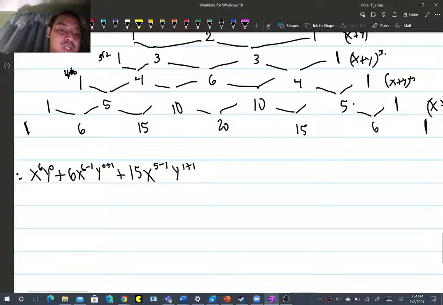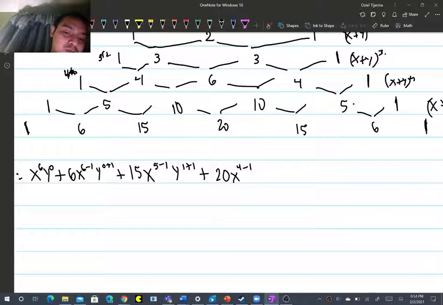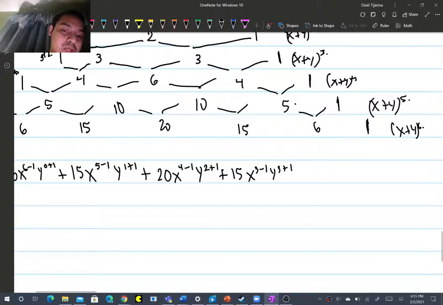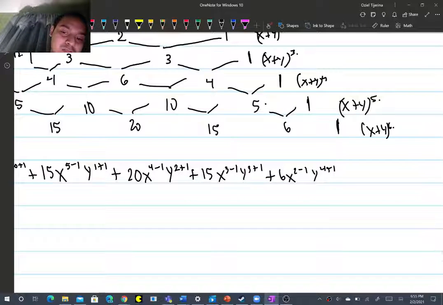So then we have plus, and we're going to put our 20, so 20 x to the 4 minus 1 power, and then y to the 2 plus 1 power, and then plus 15 x to the 3 minus 1 power, y to the 3 plus 1 power. Okay, and then we're going to do it for 6, so plus 6 x to the 2 minus 1 power, y to the 4 plus 1 power, and then plus x to the 1 minus 1 power, y to the 5 plus 1 power.